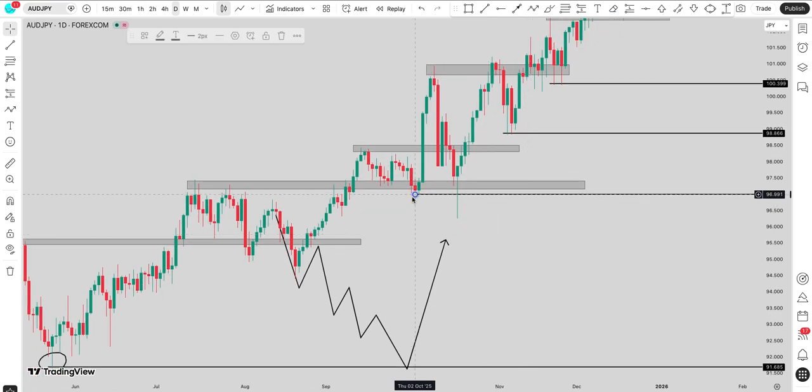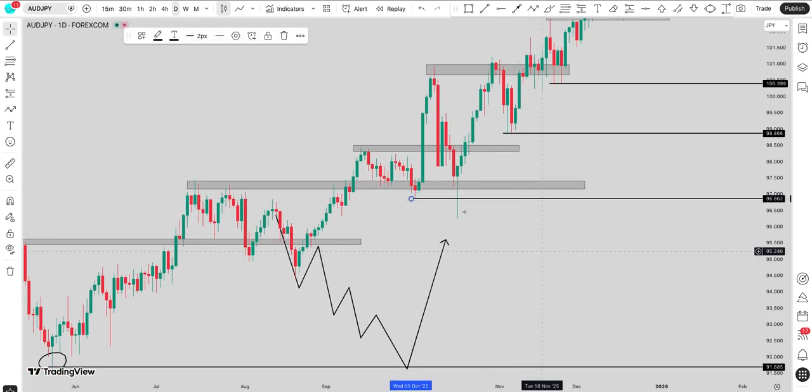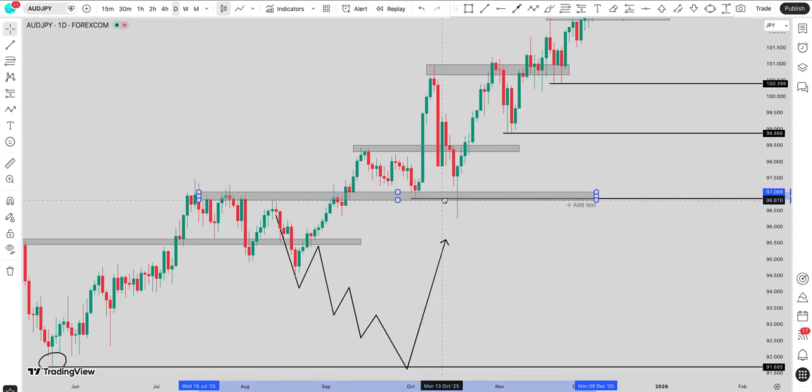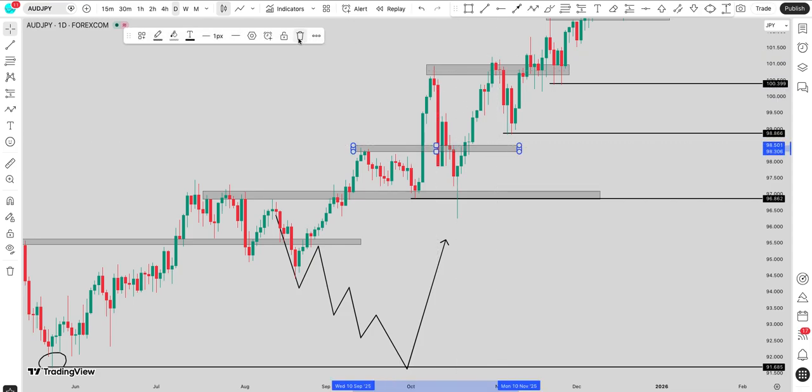An example of that is from here. You see, from this level now, the market created a low here. This was the low of the market, and this is the highest point of the market. Let me quickly remove all of this.